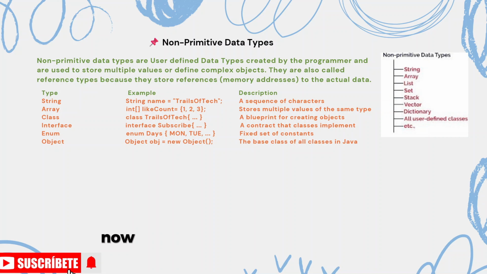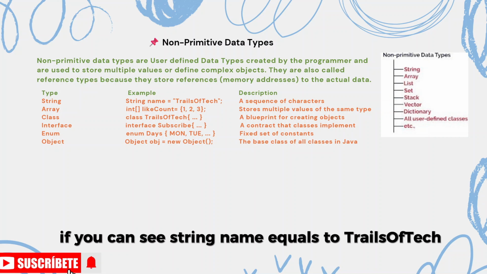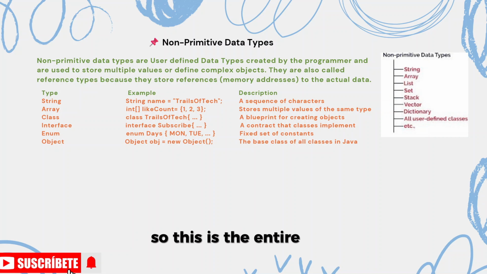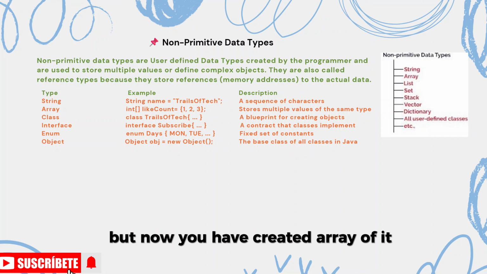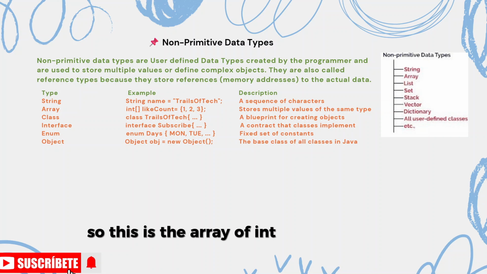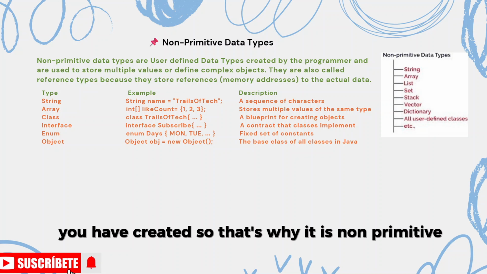Now I am giving a few examples. For string, you can see String name equals TrailsOfTech. This is the entire string, basically a sequence of characters. Now the array, int array like count. This int is basically your primitive data type, but now you have created an array of it. So this is the array of integers you have created. This is your own user-defined data type. That's why it is non-primitive now.